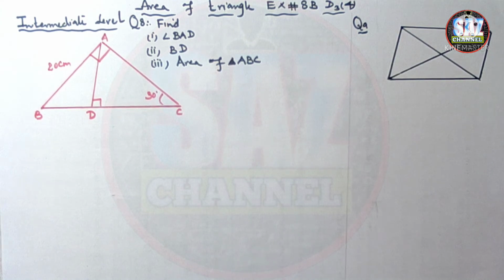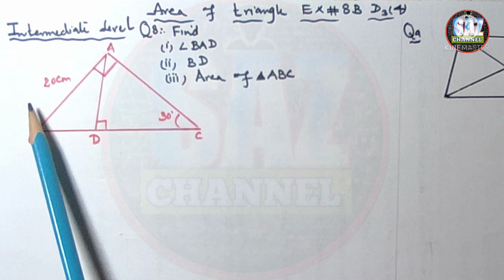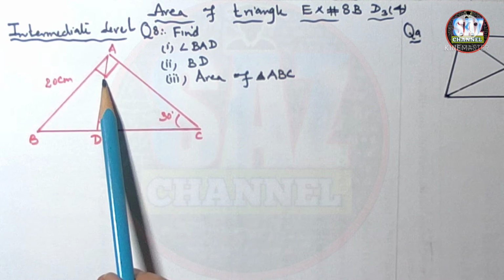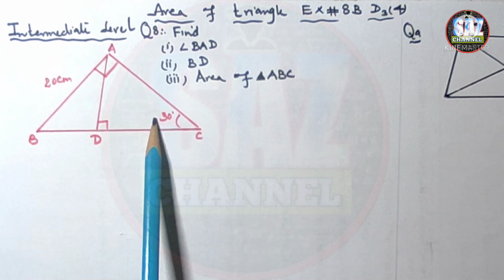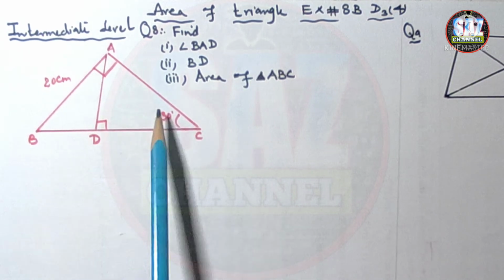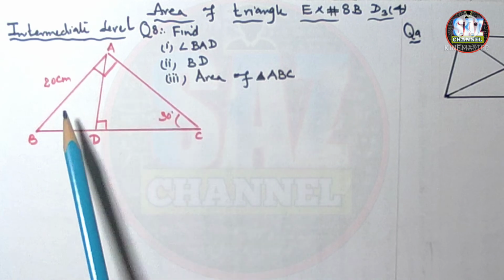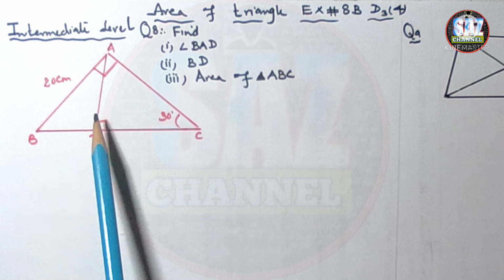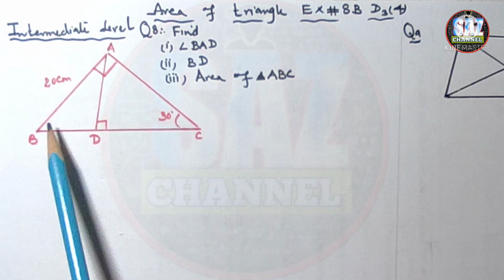In this class, students, we will be learning and discussing question number 8. As the question is long, I've written the question in short form. Question 8 says, in the figure AB is 20 centimeters, angle BAC is of measure 90 degrees and angle ACB is of measure 30 degrees, and AD is perpendicular to BC. We have to find angle BAD, angle BAD, then BD length, and then the area of triangle ABC.